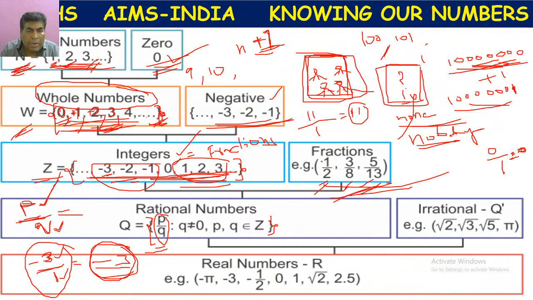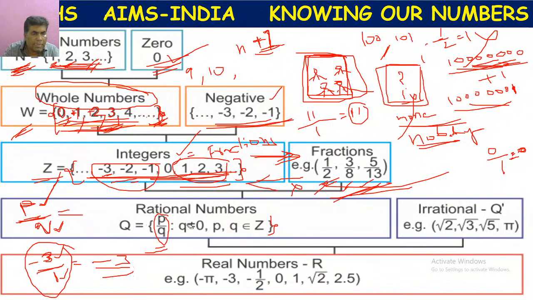So integers, but we cannot write fraction in terms of integer because 1 by 2 is not equal to 1. We can write integer as a fraction, but fraction as an integer, this is not possible. So integers and fraction, they have grouped together as rational numbers.